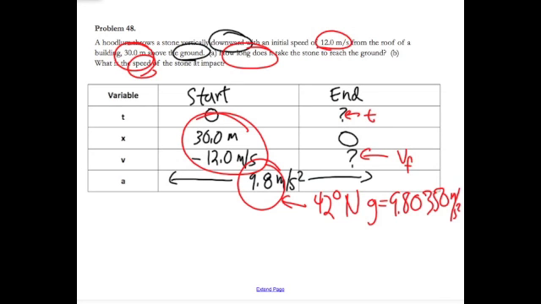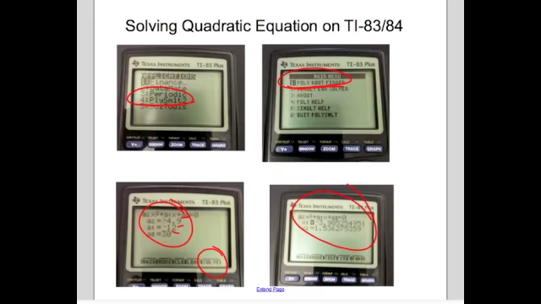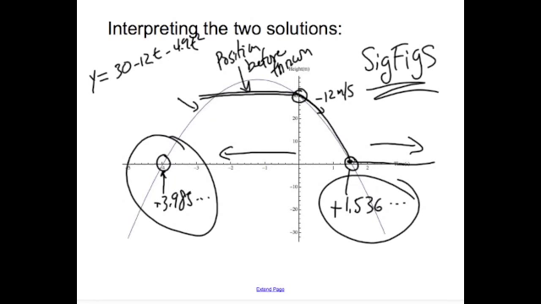And our 9.8 is valid to 3 sig figs. Our data is to 3 sig figs, so therefore our answer should be given to 3 sig figs. So therefore we should round that off and say the answer is t is 1.54 seconds. That would be the correct answer.